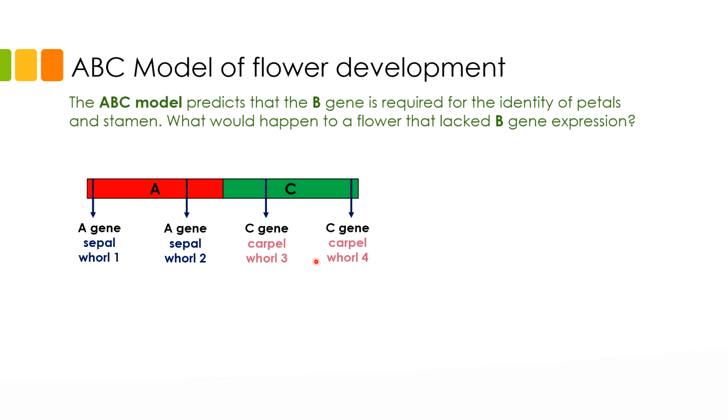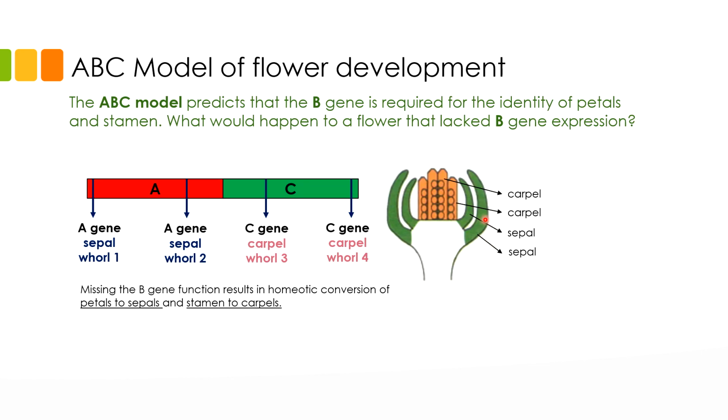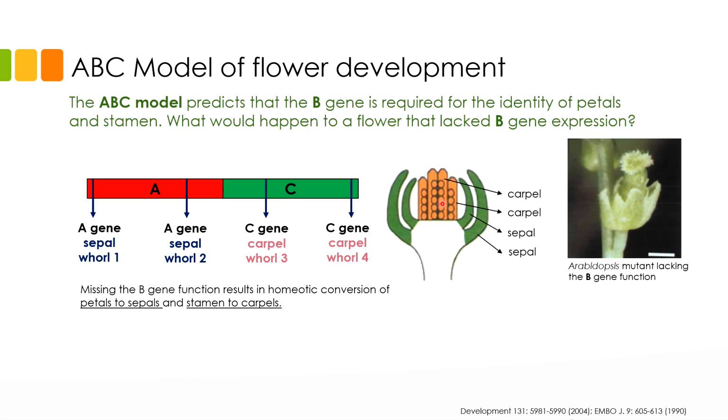For the last whorl, we have the expression of the C gene coding for the development of the carpel. Missing the B gene function results in homeotic conversion of petals to sepals and stamens to carpels. So we end up with a flower composed of sepals in the first whorl and then carpels in the second whorl.